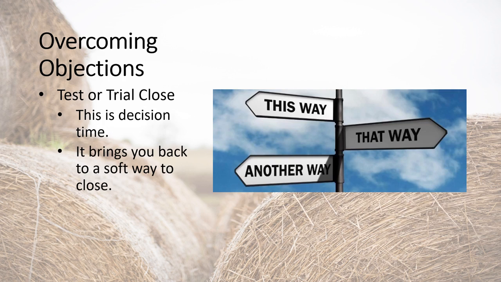And finally, you need to test or do a trial close. This is the decision time, and it brings you back to a soft way to close. For example, does that sound like a good plan?